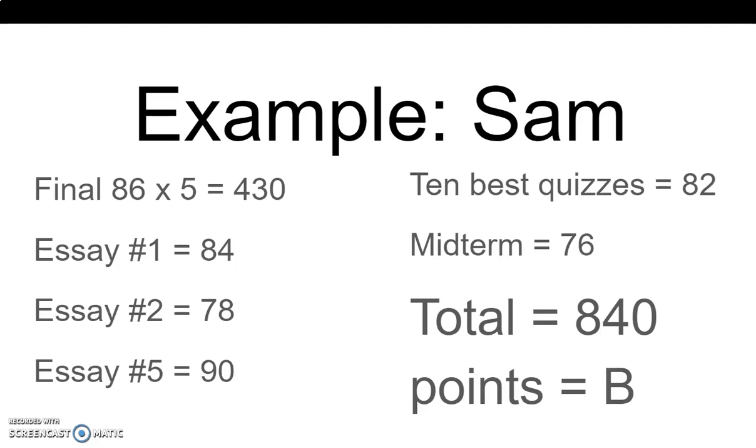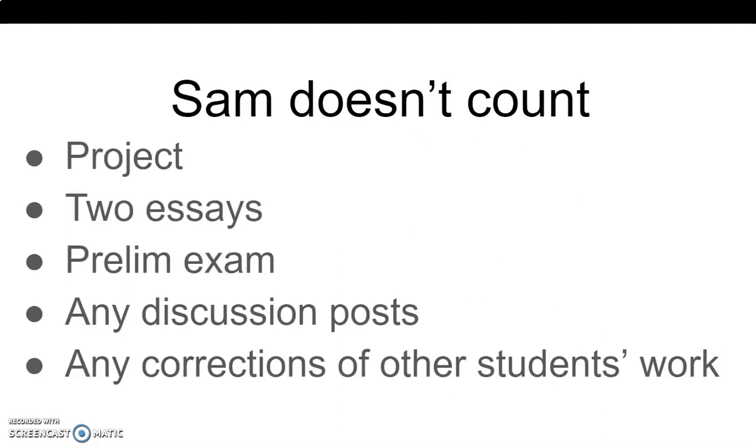Let's take another example of Sam. Sam got an 86 on the final exam. He also did well on 3 essays. His 10 best quizzes got him 82 points, and he took the midterm. You add up each of these, he's got 840 points for a B.